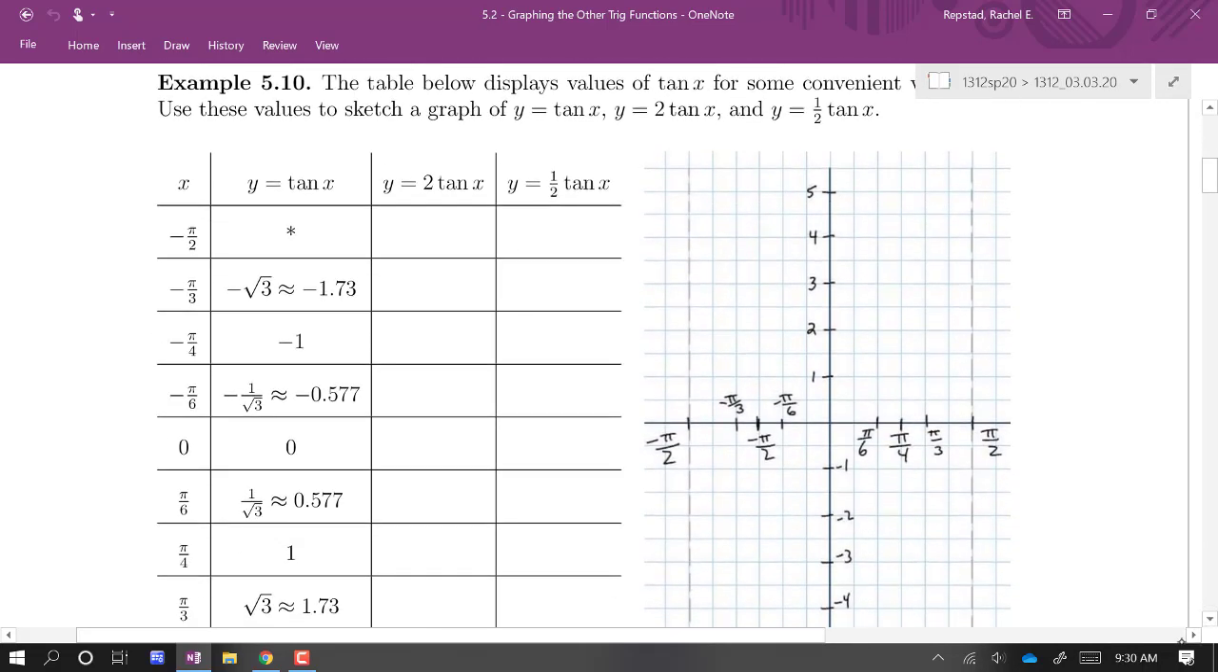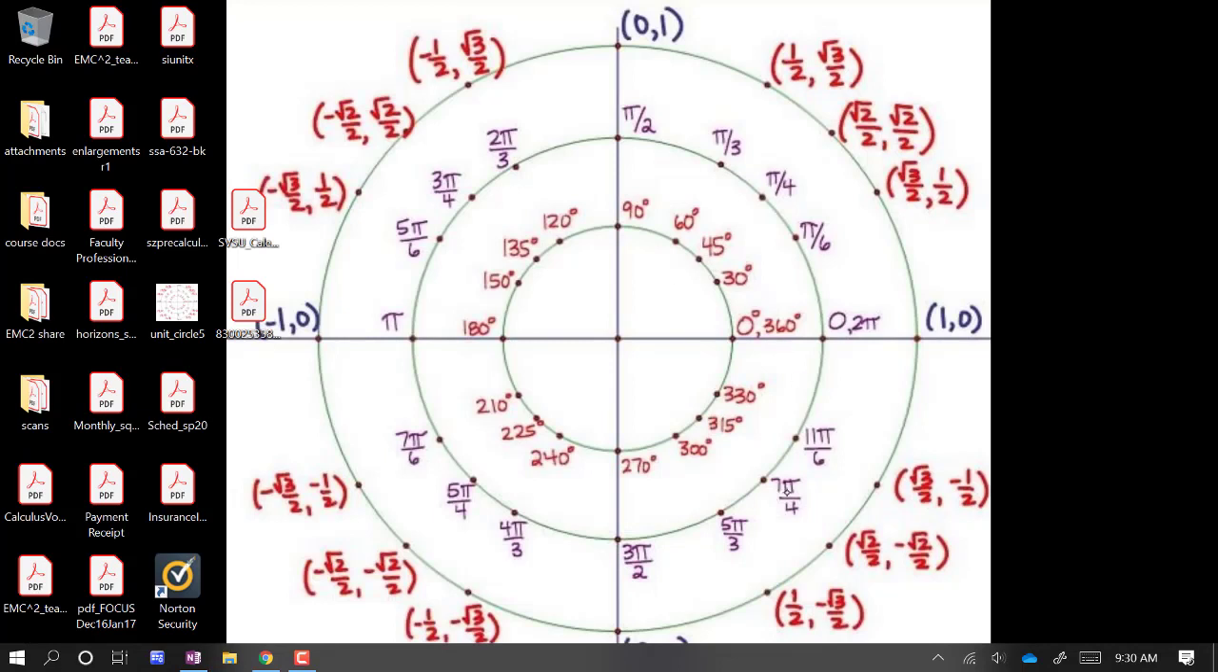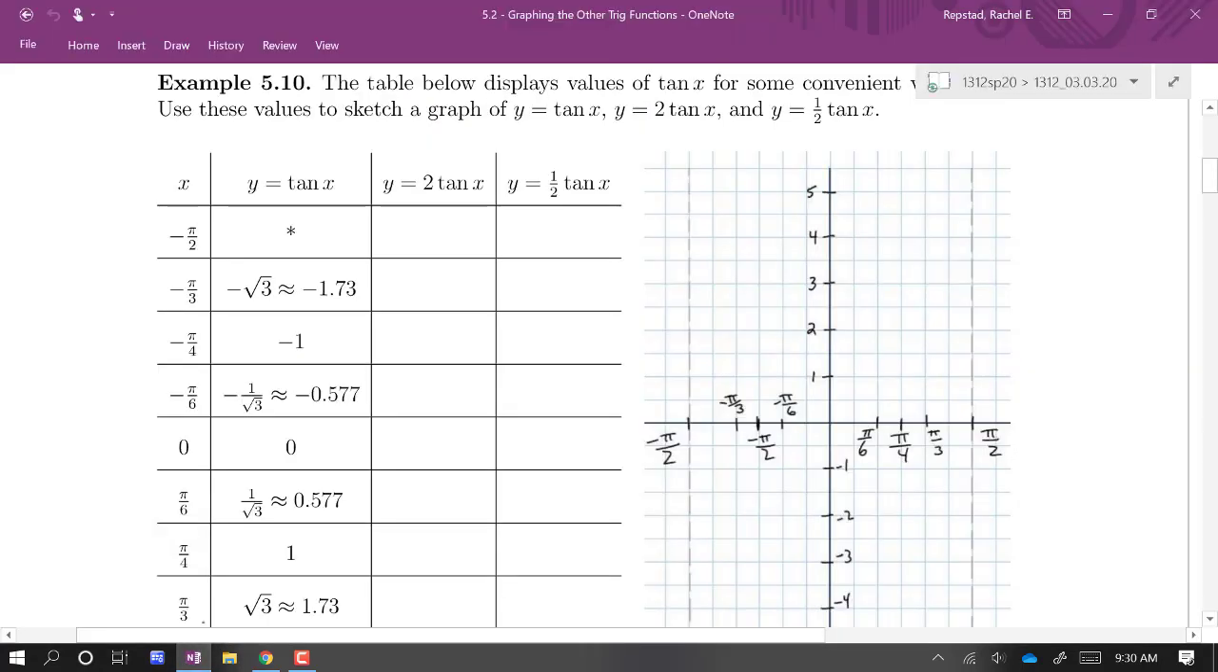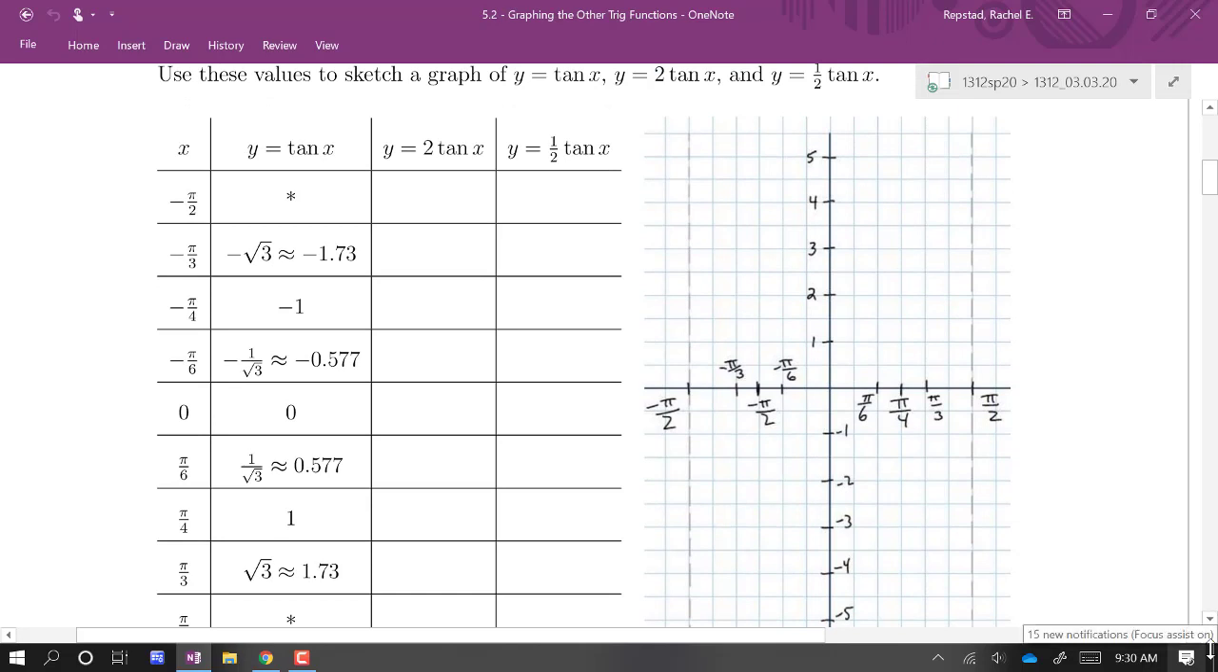So for negative pi over 3, which is the same as 5 pi over 3 here, I took negative root 3 over 2 and divided it by a half, and that gives us negative root 3. I just selected some nice convenient values here. At 0, tangent of 0 is 0 because sine of 0 is 0. I use that point to anchor down the graph, and then branch out from here.